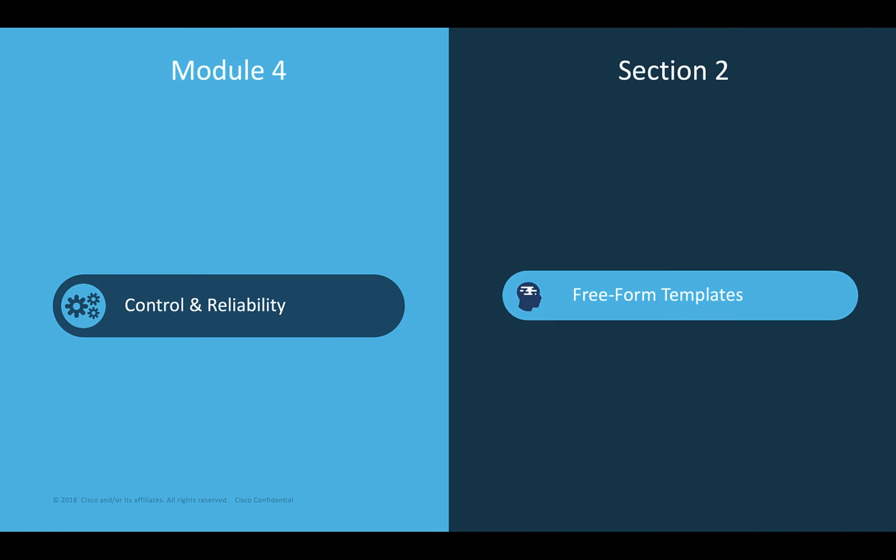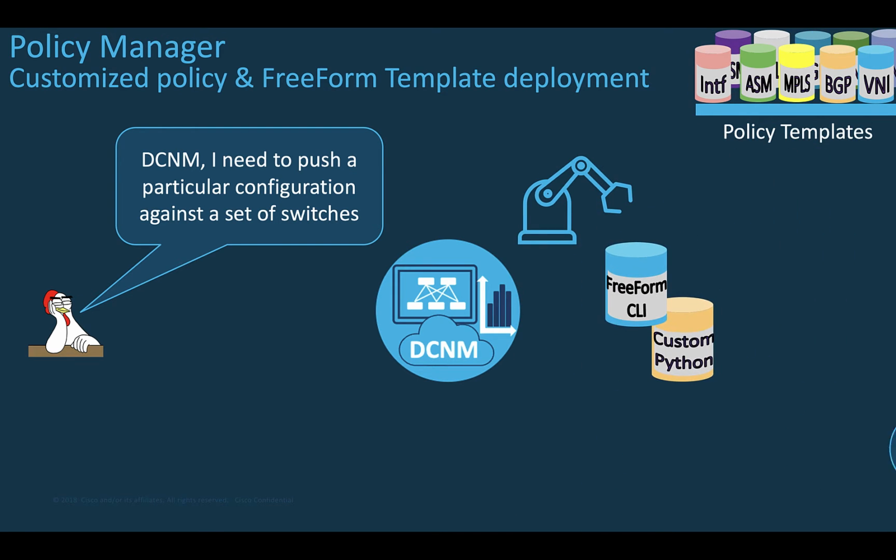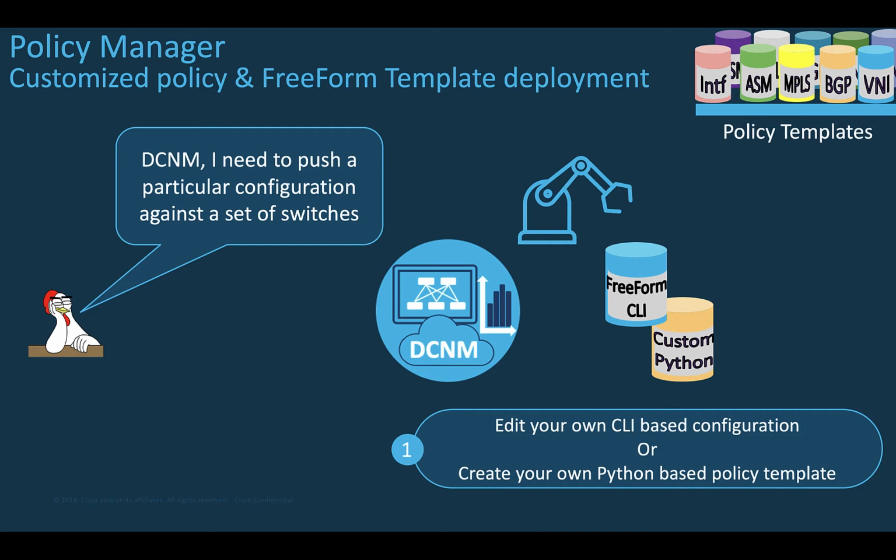Freeform templates. You can customize your own policy or edit and push your own CLI-based configuration if needed to different elements. There are at least two options for deploying your own templates. As already discussed, if you feel the soul of a programmer, you can modify or write your own Python script to push the CLI command of choice to the network device.